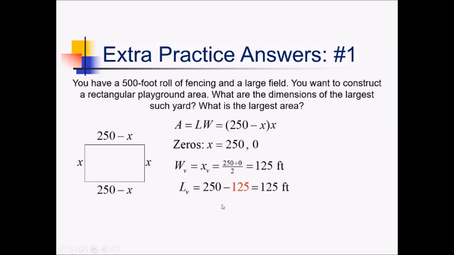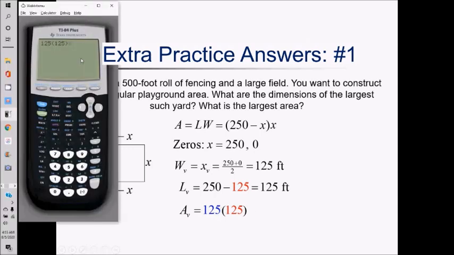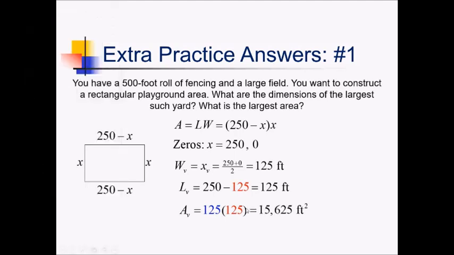And then the actual area is going to be our length of 125 times our width of 125, which I will do on the calculator now. So we have 125 times 125, or 125 squared you could have done. And that is 15,625, and that's in units of square feet.